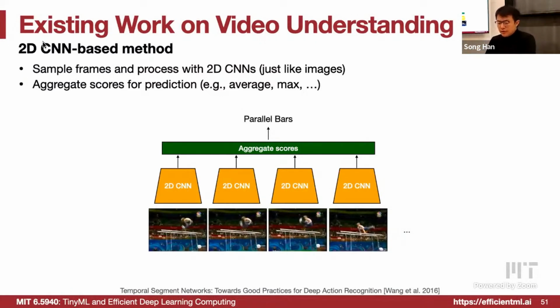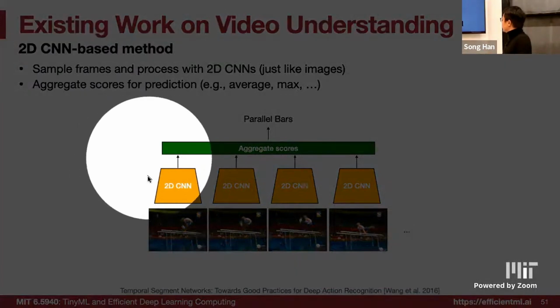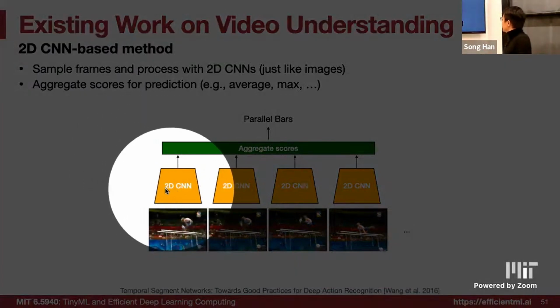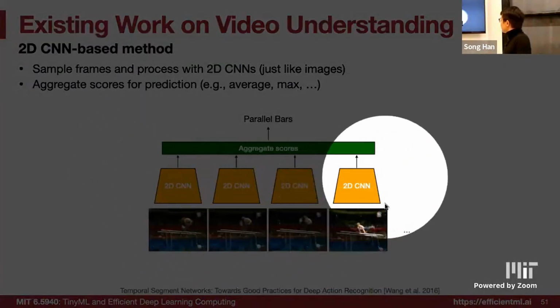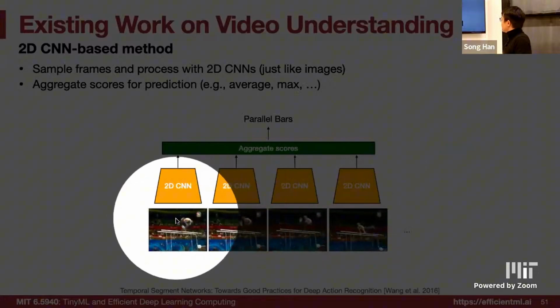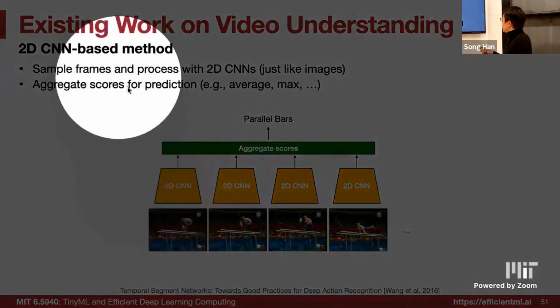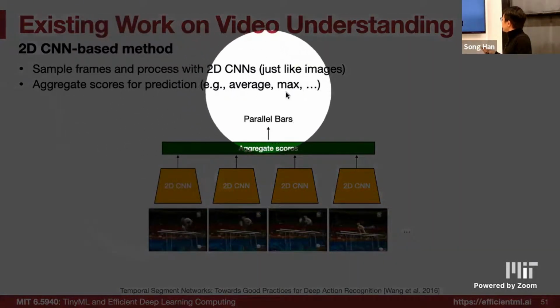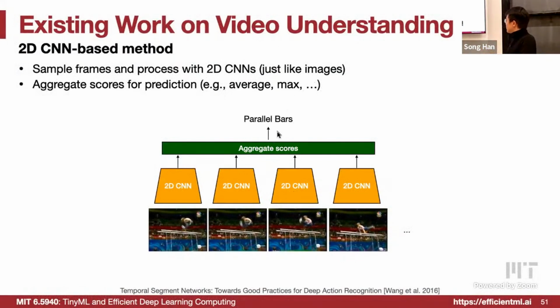So 2D CNN based methods. In the history, a naive approach, actually a very straightforward approach, is to sample frames and process them with 2D CNNs. And then we aggregate the scores for prediction, either using the average, the max pooling, or something.